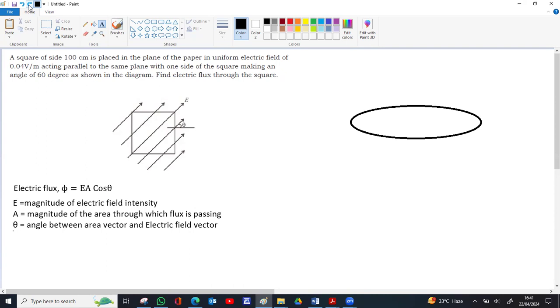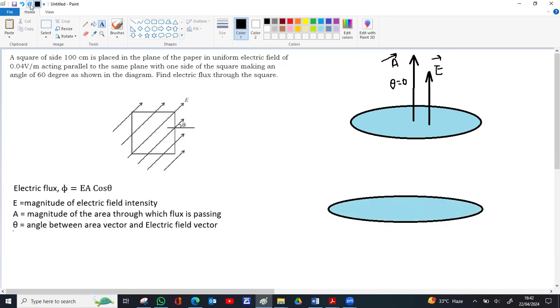For example, if you consider a circular area, with the person looking from the top, the area vector is always normal and outwards, so upwards along j cap. That's the area vector. Now if the electric field lines are also upward, normal to the surface, both are parallel. The theta will be 0. That means if the field lines are normal to the surface, the electric field vector and area vector are parallel to each other. That time theta will be 0.